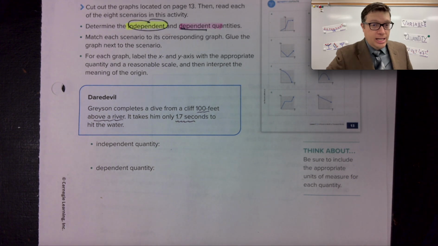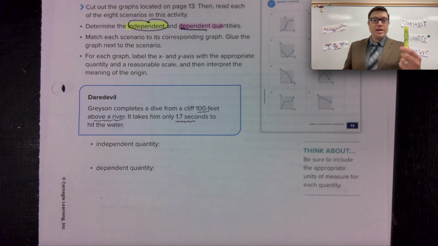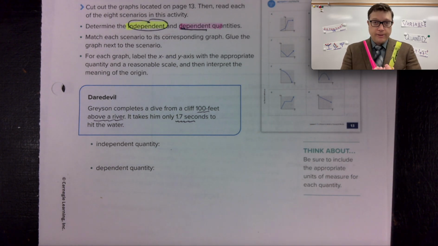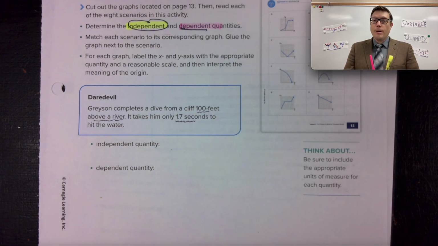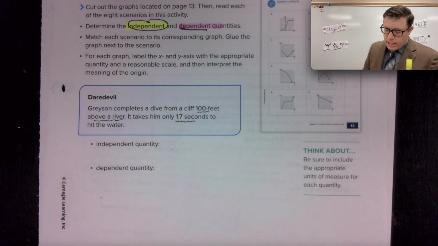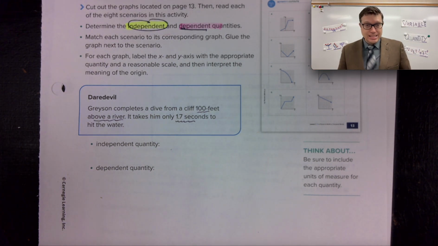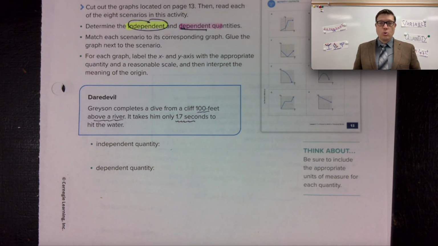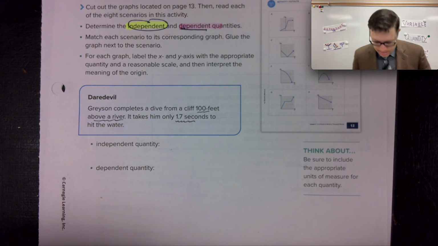Now I've got my highlights, so that's the first thing I'm going to do. Grayson completes a dive from a cliff 100 feet above the river. And it only takes him 1.7 seconds to hit the water. Between the word second and the word feet, one of them is the independent quantity. Seconds.